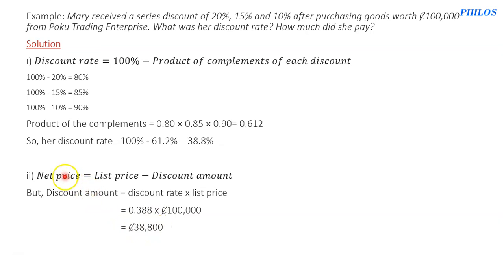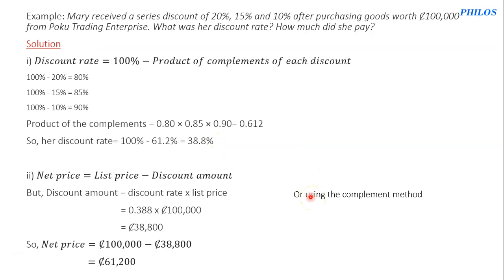We can now get the net price by substituting the list price here and then the discount amount of 38,800 here also. So when we do that, we get net price equal to 100,000 cedis minus 38,800 cedis. When you subtract them, what do you get? You get 61,200. So the net price is 61,200 cedis. Okay. Now you can use the complement method for Roman number 2 also. But you need to go through the process in Roman number 1 before you can do that.